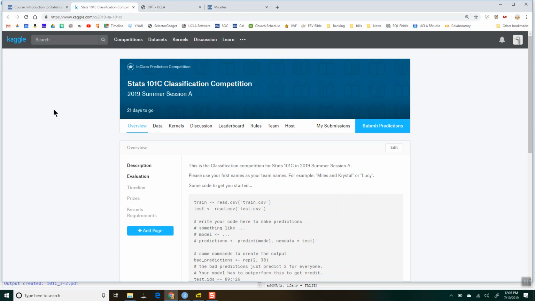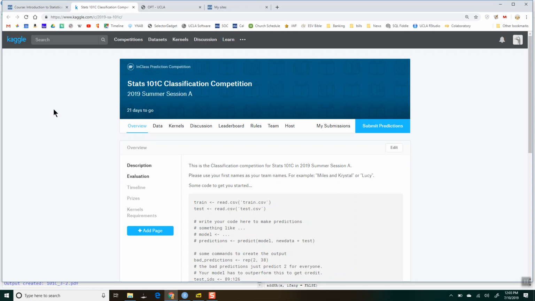Has anyone done a Kaggle competition before? Okay, a lot of you have. So you're familiar with how they're structured. You get a training set where the answers are provided, and then you get the test set, which is basically the same thing, but a column is missing, right? And then you make predictions on the test set, and then you upload your predictions.